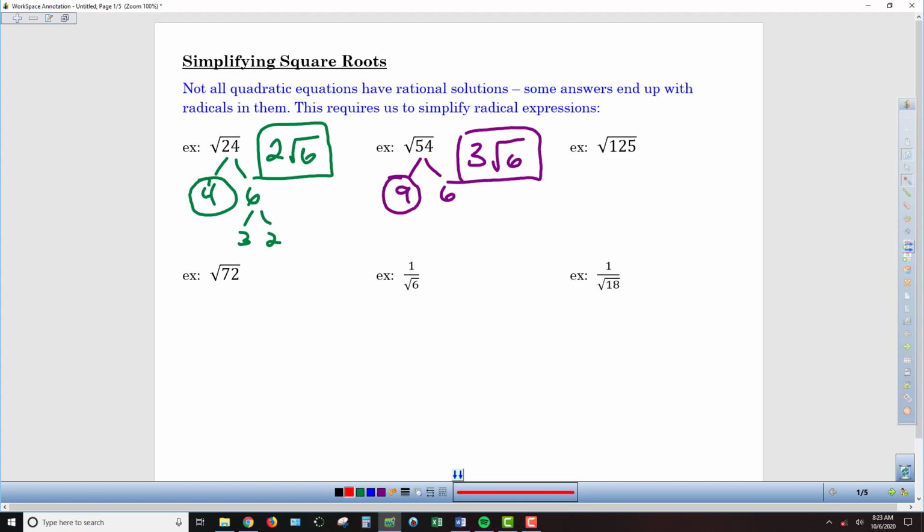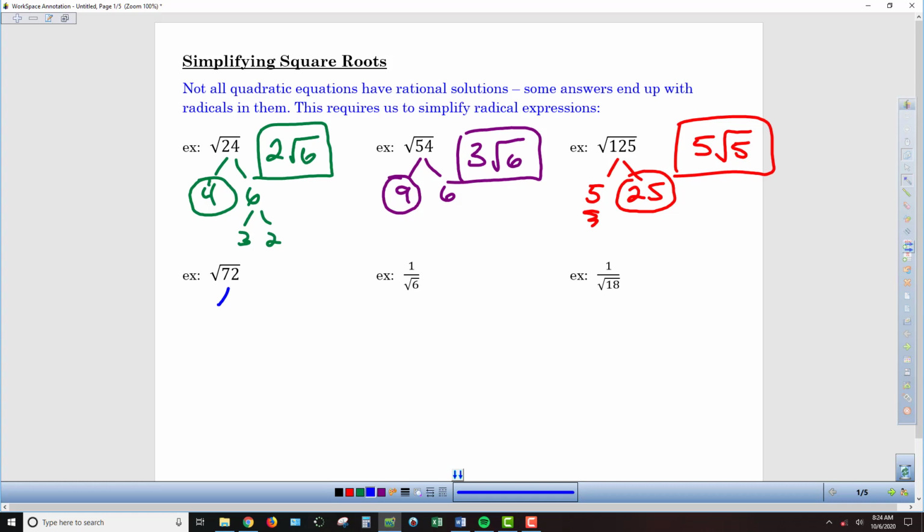So my answer is 3 times the square root of 6. For the third example in this set, I've got 125. Again, not a perfect square, so I start my factor tree work. So I know 5 divides evenly into it. If you need to use a calculator to help with some of this factorization, feel free to do so. But I know that 5 times 25 equals 125. So 5, I can't do anything with that. But 25 is a perfect square, so I'm going to take the square root of 25. That comes out as a 5, and then I've got a square root of 5 because of this 5 right here still trapped underneath the square root symbol. So 5 root 5.